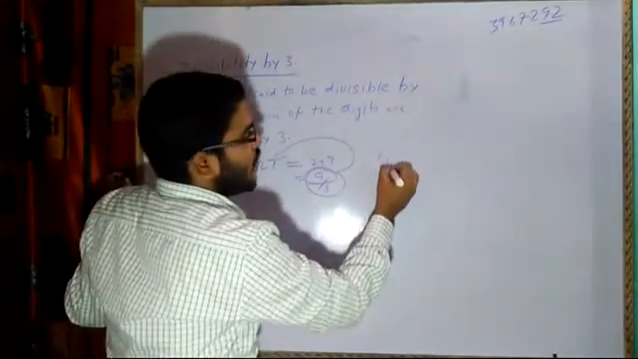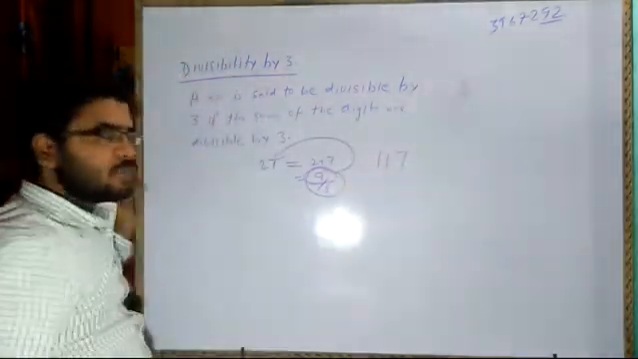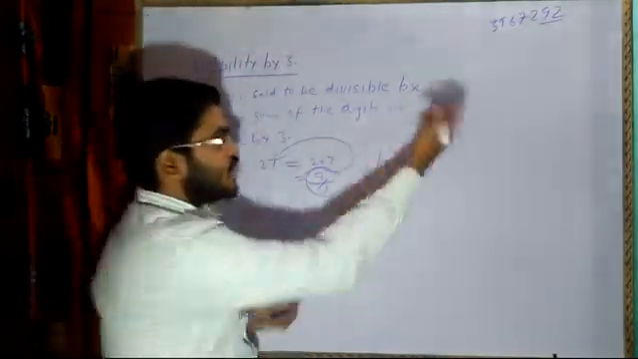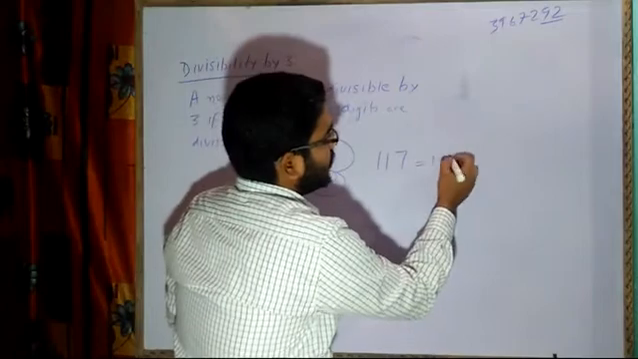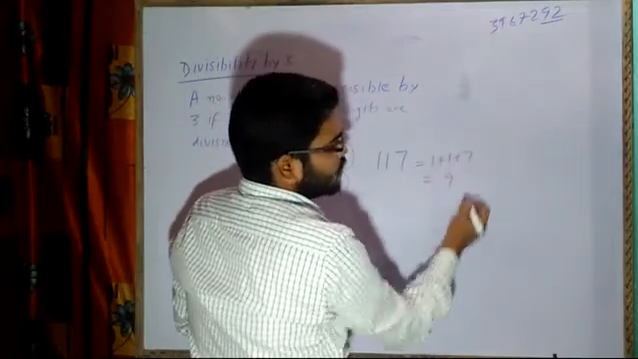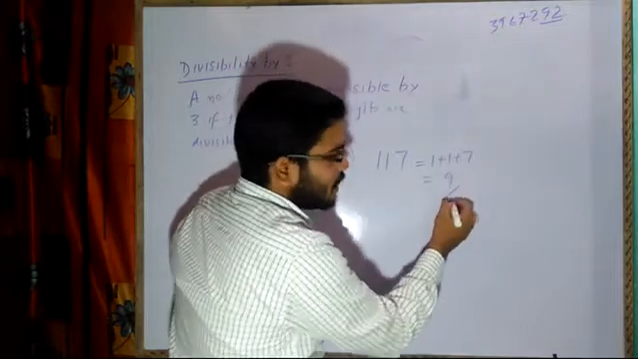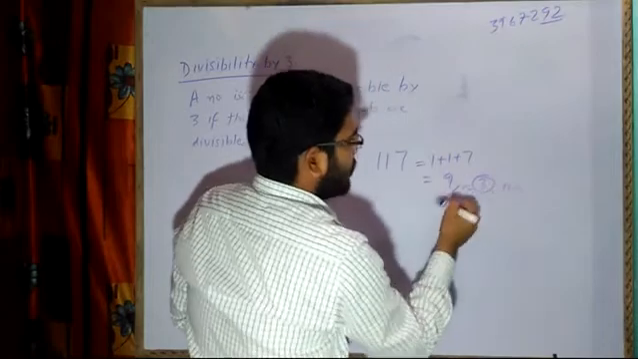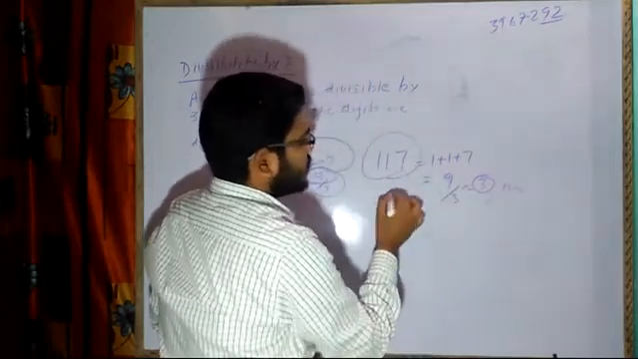If I have a number like 117, is this number divisible by 3? Sir, this is a new number, we don't know. Now the condition says that you have to add all the digits. 1 plus 1 plus 7, that means 9. 9 is divisible by 3, right? 9 is divisible by 3, that means this whole number is divisible by 3.